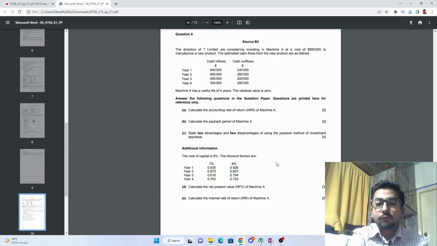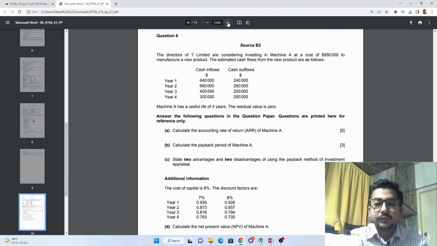The directors of T Limited are considering investing in machine A at a cost of 9,50,000. 9,50,000 is the initial investment in the machine that you can invest at the start of the year to manufacture a new product. The estimated cash flows from the new product are as follows. This is the earning of your cash flow at the start. This you will be earning with the passage of time. So you will be earning these things in the initial period.